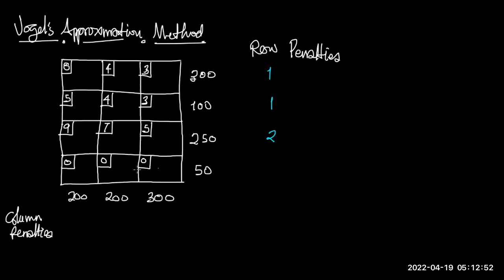The list here is 0. The next list is 0. Penalty, 0. Here, the list is 0. The next is 5. Penalty, 5. The list is 0. The next is 4. Penalty, 4. The list is 0. The next is 3. Penalty, 3. Of all of this, which row or column has the highest penalty?